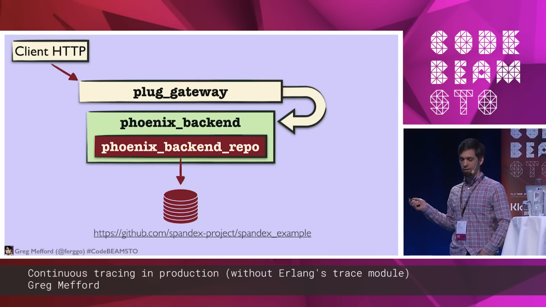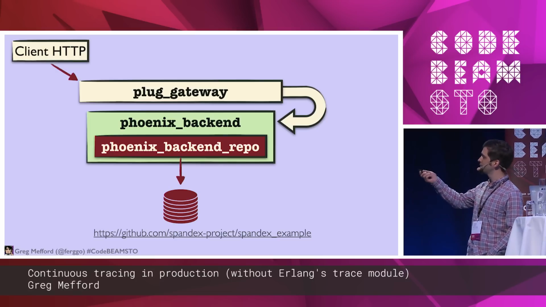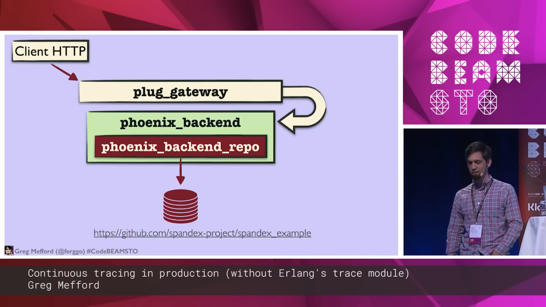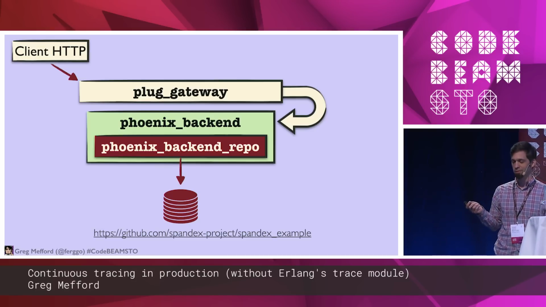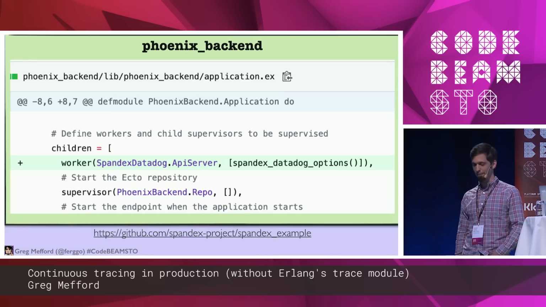We already looked at an actual Datadog trace of it, but this is the schematic overview of how it works. We have HTTP clients that are calling into a plug gateway, talking to a Phoenix backend, and then there's an Ecto repo that we model as a separate service, even though it's part of the Phoenix backend. So then we get traces that look roughly like this.